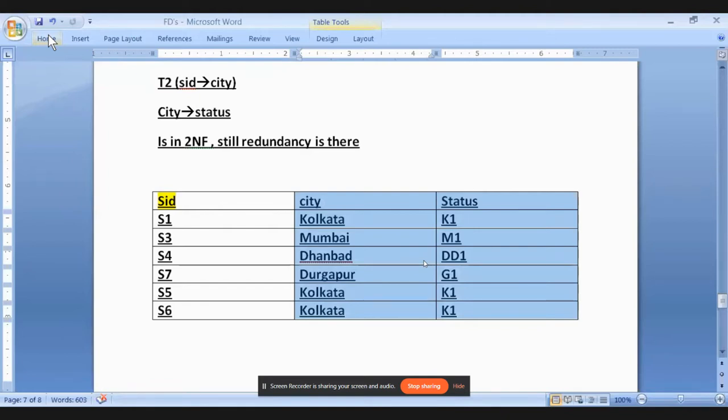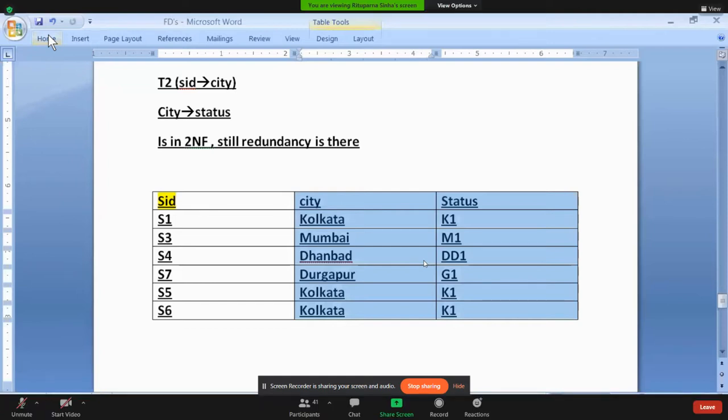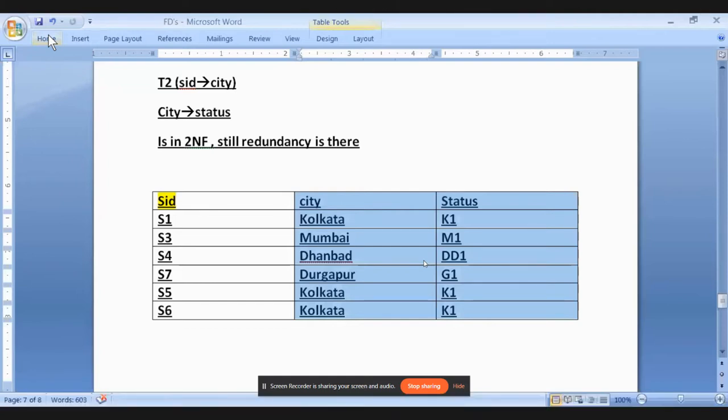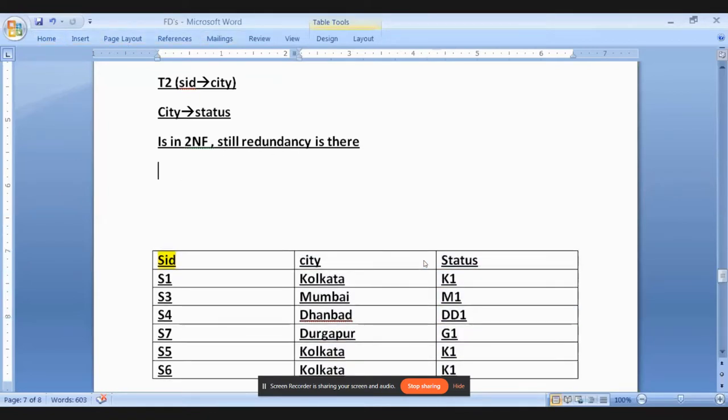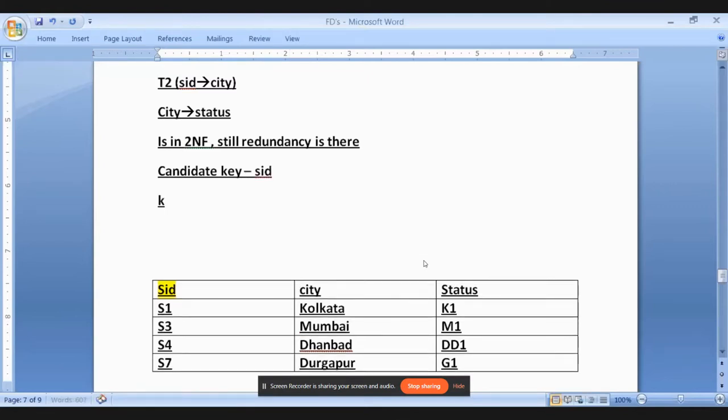Now, what is the meaning of the second condition? I said no non-key attribute. First of all, tell me who are the non-key attributes of this T2 table? Who is the candidate key? The candidate key is SID. So, SID is a key attribute.